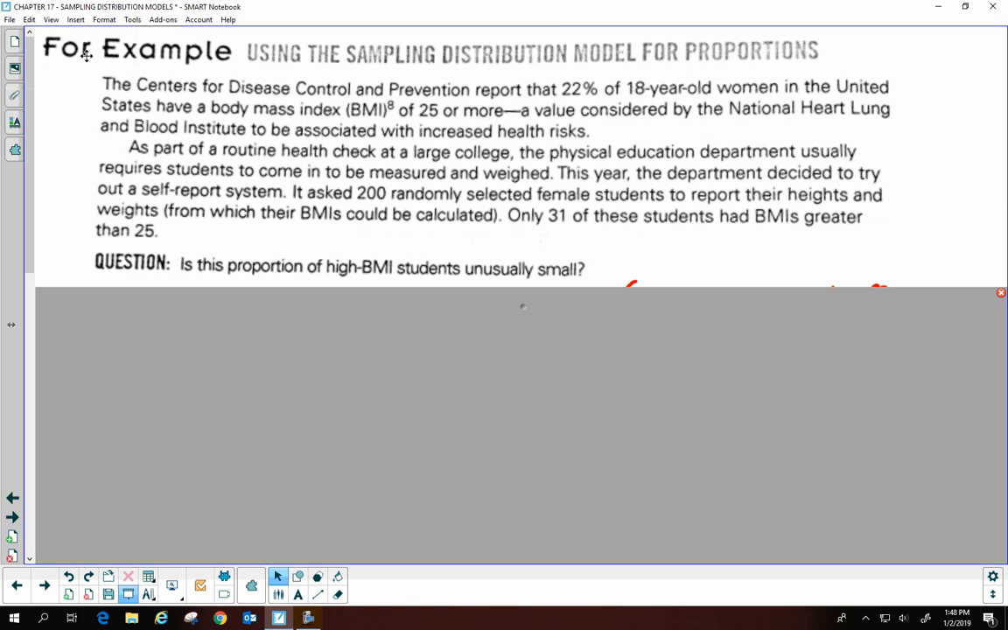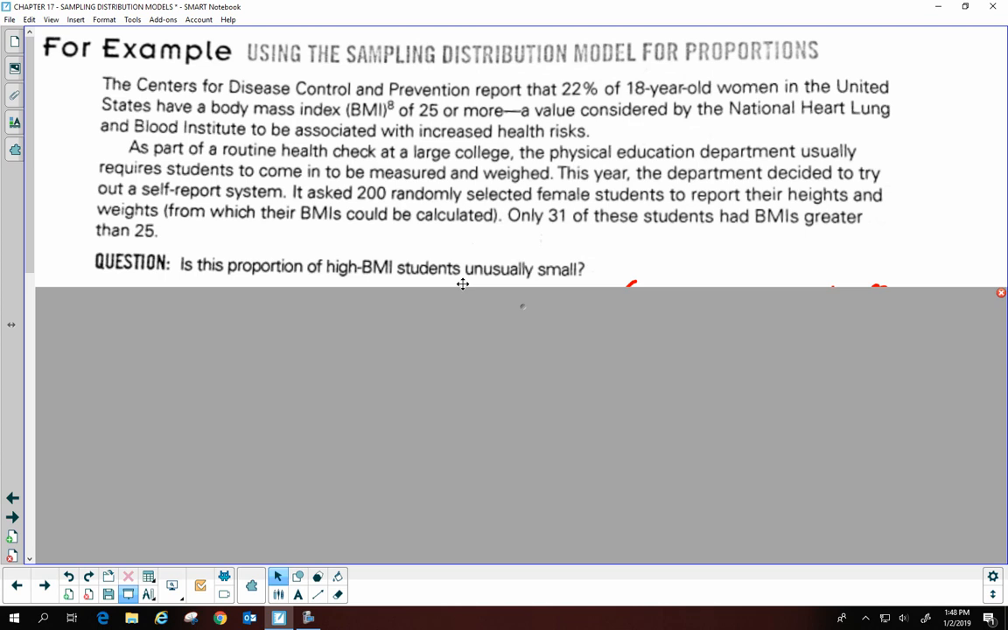So we're doing a study of BMIs of college women, or college students. I believe they say women, yep. And we want to know if the proportion they got of 31 students out of 200 is unusually small.